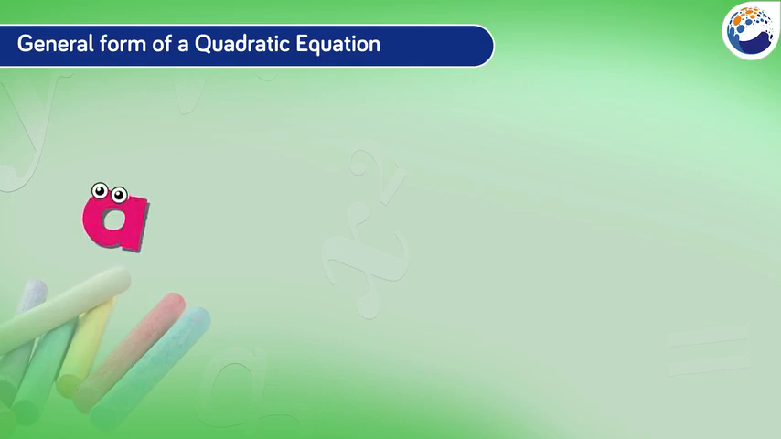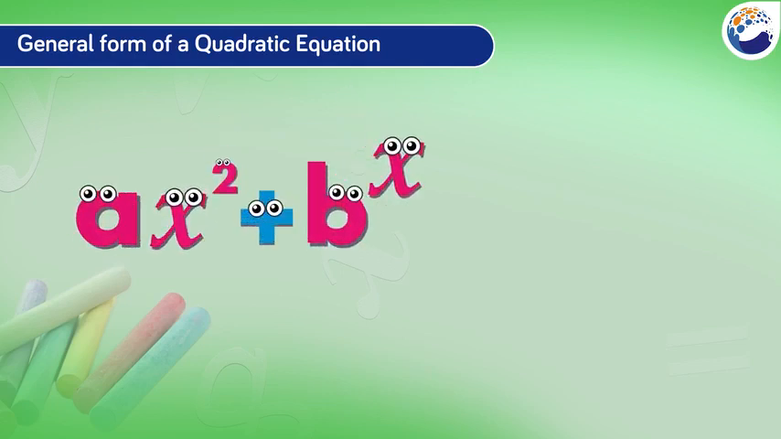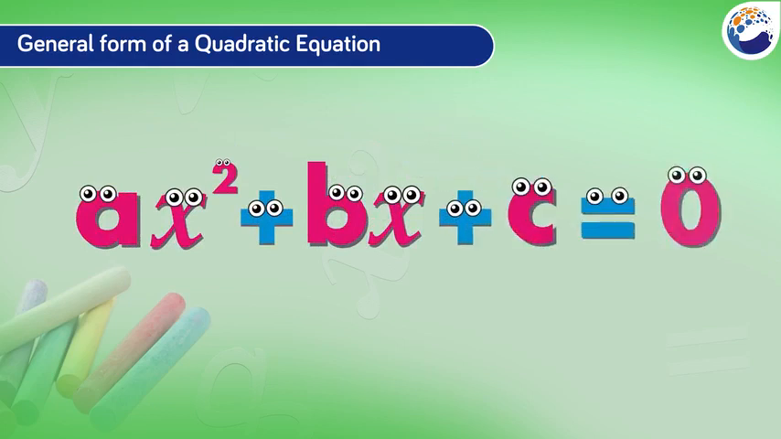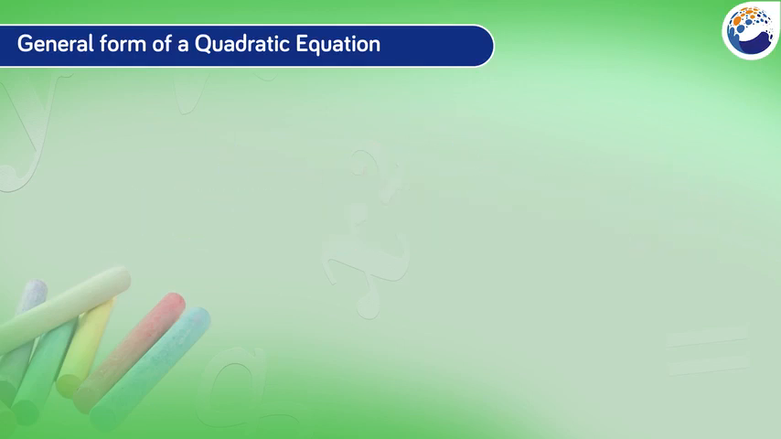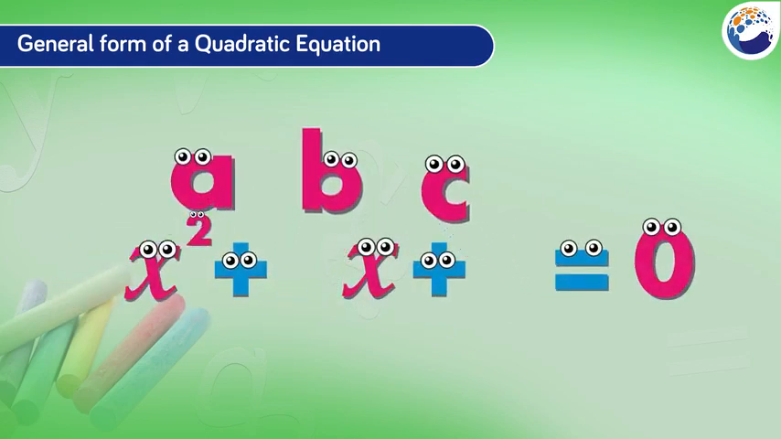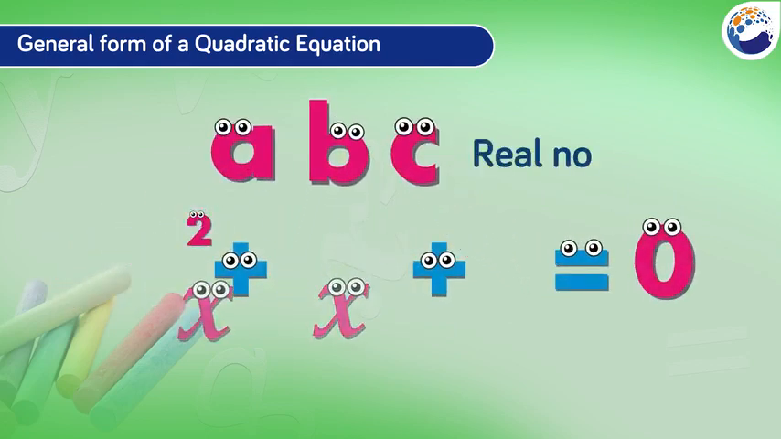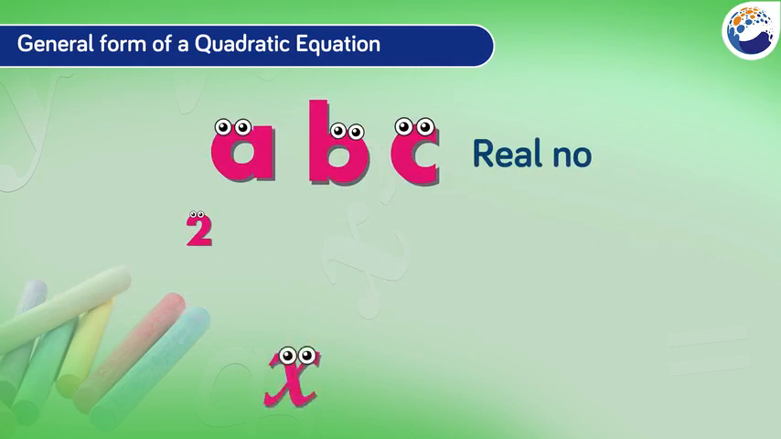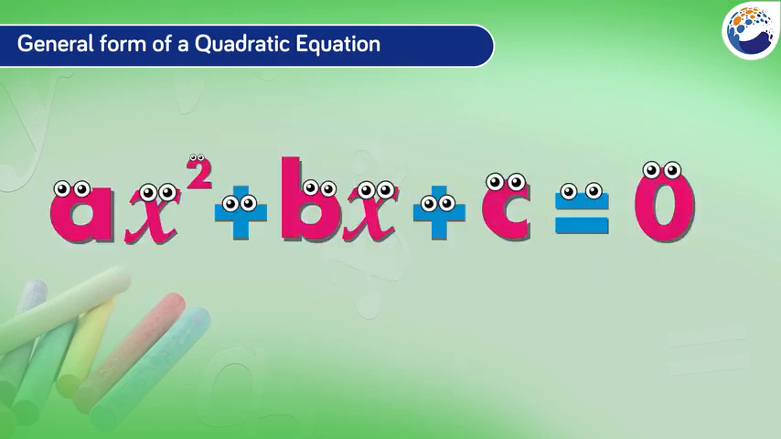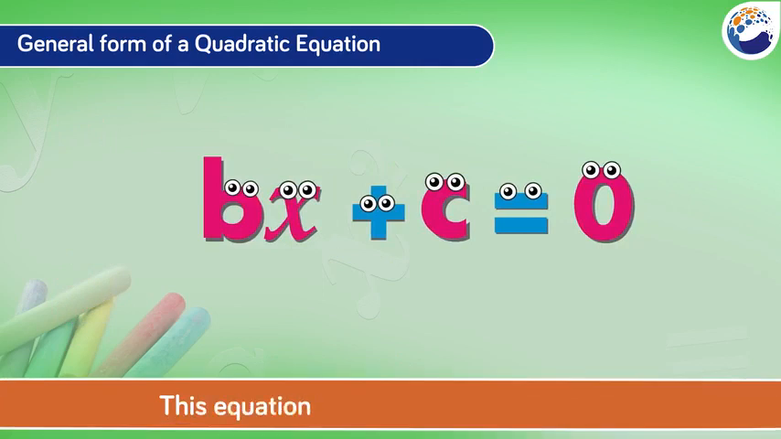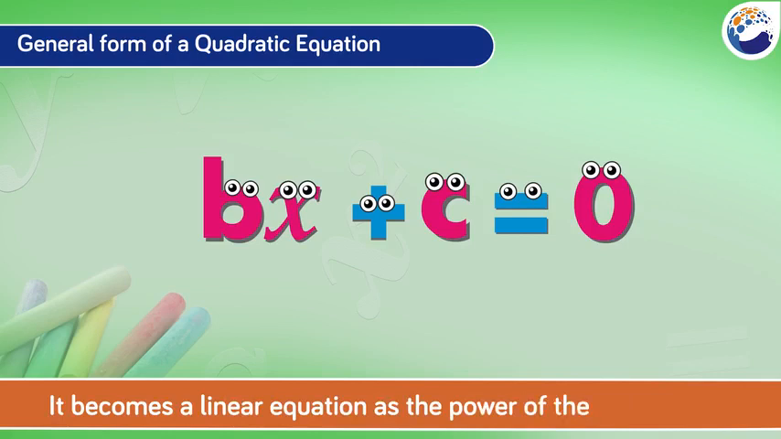An expression which can be expressed in the form of ax square plus bx plus c is equal to 0 is a quadratic equation where a, b and c are any real numbers and x is the variable. Highest power of the variable in a quadratic equation is 2. Here a is not equal to 0. If a is equal to 0, then the equation is not a quadratic equation. It becomes a linear equation as the power of the variable is 1.